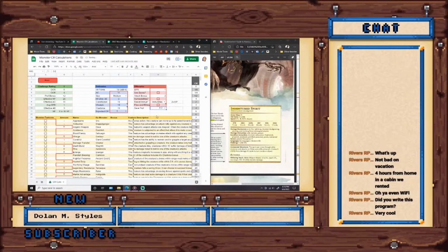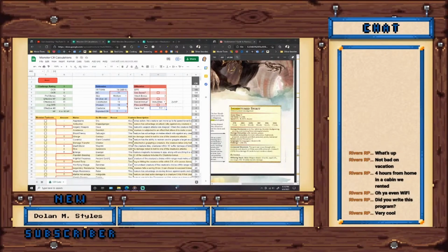All right, so back to where we were with this Indentured Spirit. So far, our DCR is very low. Extremely low, even with immunities and resistances. This monster, this ghost, is not looking so hot. So, let's take a look at its actions over here on the side.